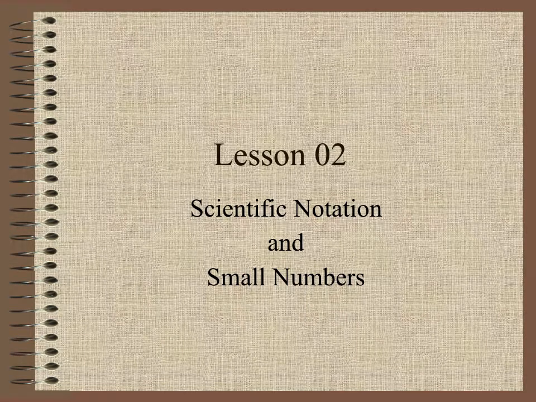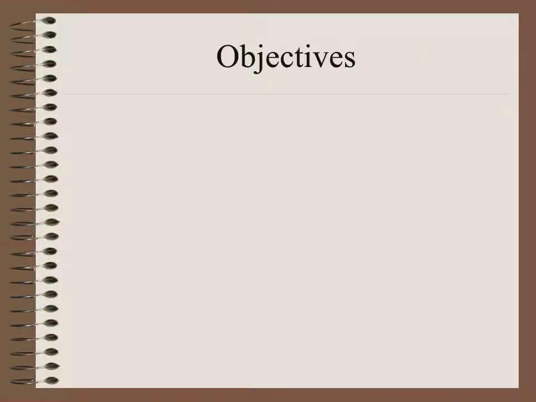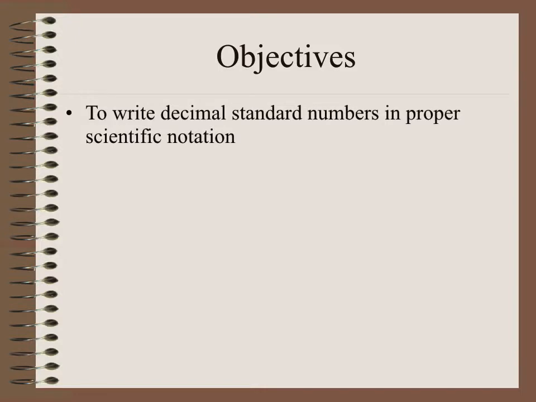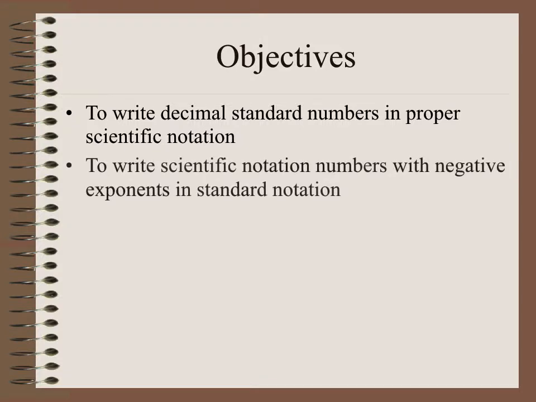Lesson 2, Scientific Notation and Small Numbers. Our objectives for this lesson are, first, to write a decimal standard number in proper scientific notation, and second, to be able to write scientific notation numbers that have negative exponents back in standard notation.